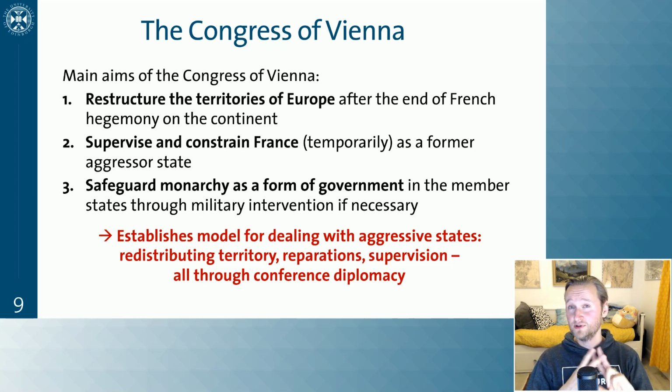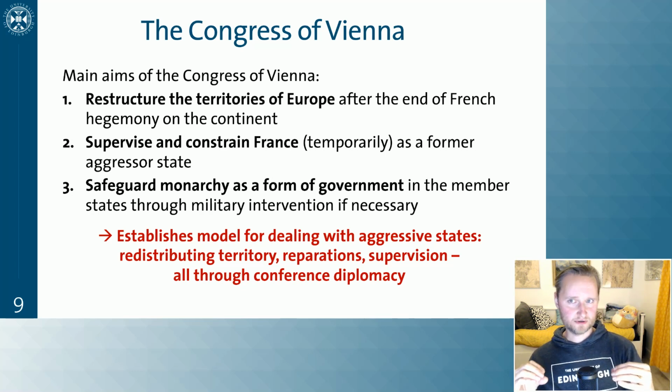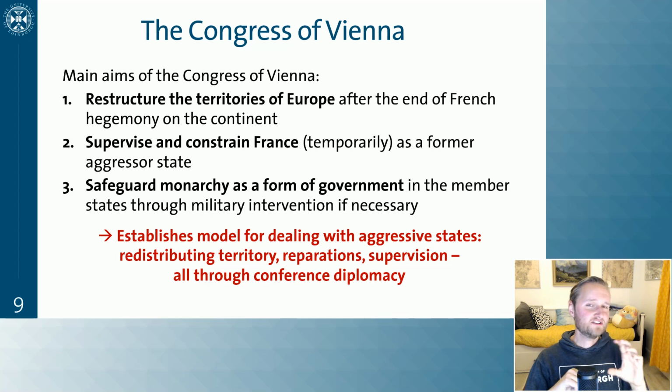Second, they were pretty clear that they had to supervise and constrain France because France had been the aggressor state, so they had to be kept under control. And then thirdly, this Congress was a deeply conservative institution. So they wanted very much to safeguard the monarchy as a form of government. They wanted none of this Republican nonsense that France had tried out a little bit earlier, or the US before that. They wanted to restore order as it was before. You know, a little bit of MAGA for the times, really.